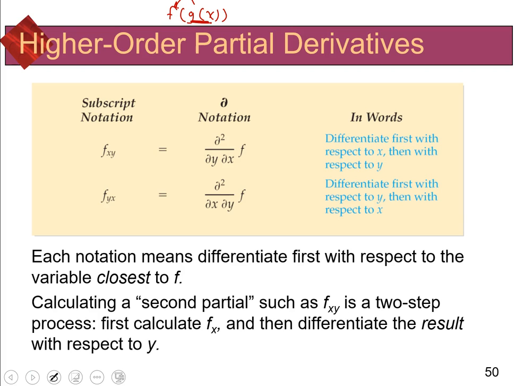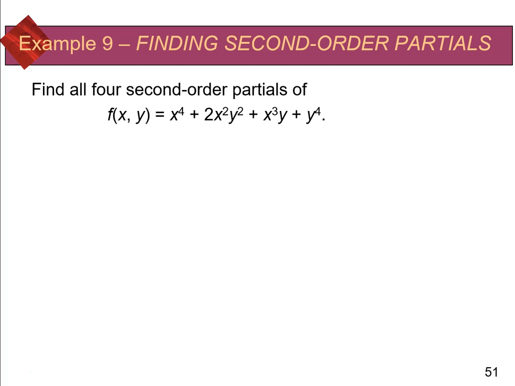When I do the subscript notation, this means I'm going to do the derivative with respect to x first, and then y second. And this, of course, this is first, and that's second. So don't confuse the subscript notation with what we do for standard function notation. Sometimes students do that and they end up doing the wrong derivatives. So for example 9, they want you to find all 4 second order partials for this.